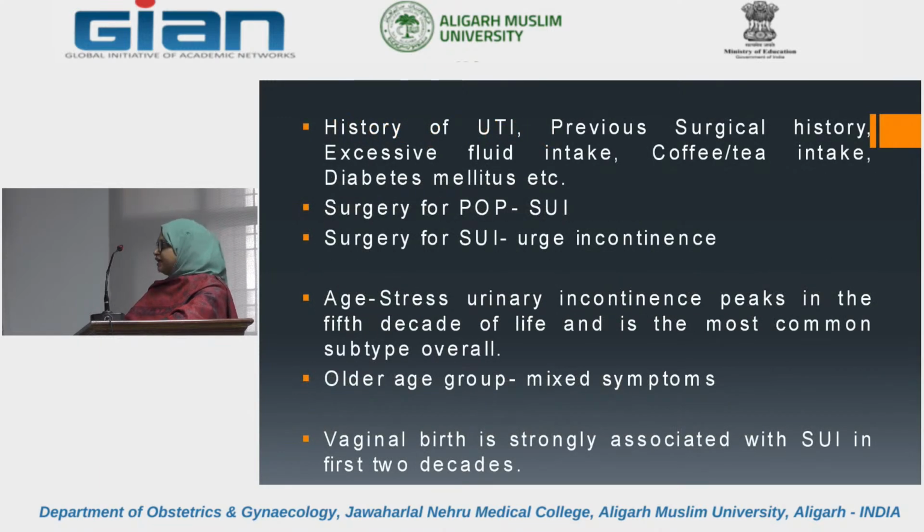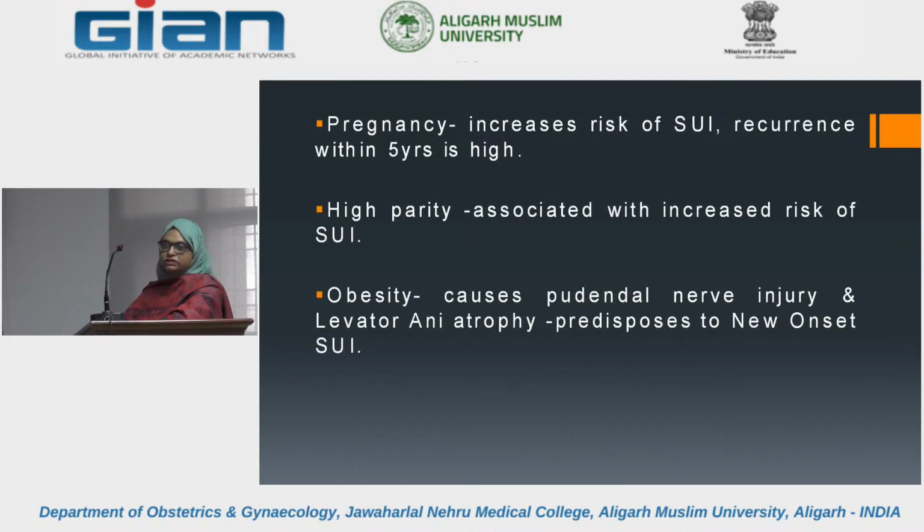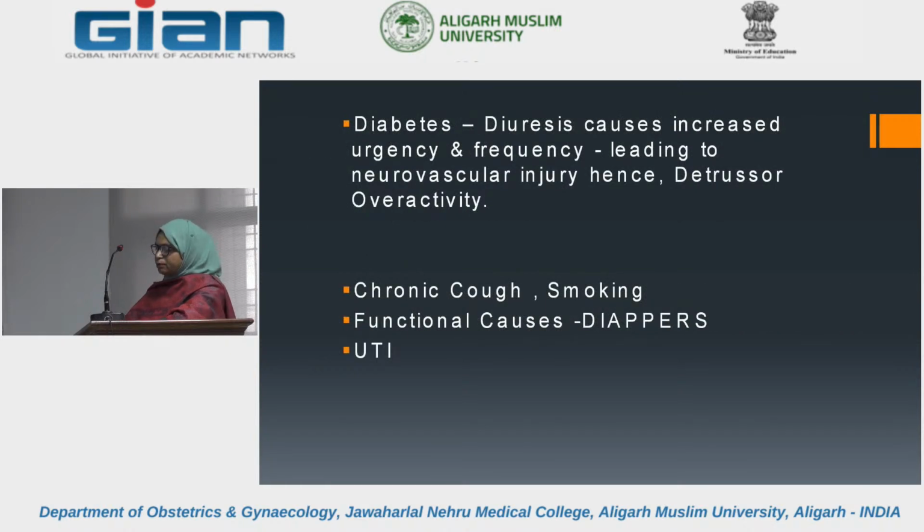Then age of the patient is very important because stress urinary incontinence usually occurs in the later decades of life, that is the fifth decade. Older age groups have the mixed type of symptoms. After vaginal delivery, it is usually stress urinary incontinence. Pregnancy also predisposes to stress urinary incontinence. High parity should be taken into account because it also leads to stress urinary incontinence. Similarly, obesity, because obesity leads to levator ani atrophy, which predisposes to new onset of stress urinary incontinence.